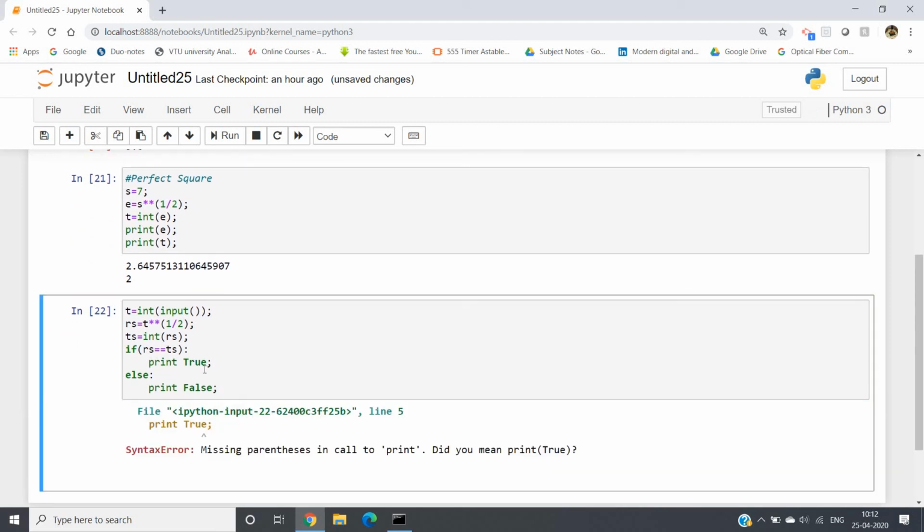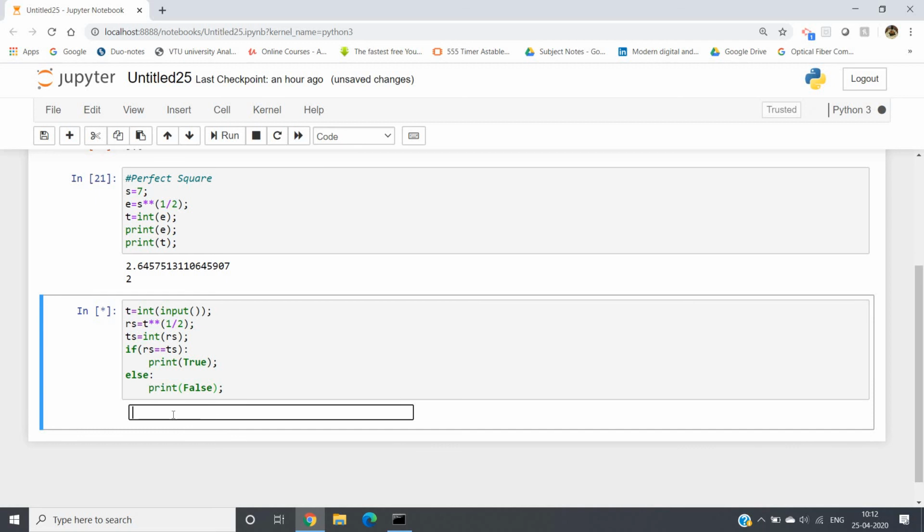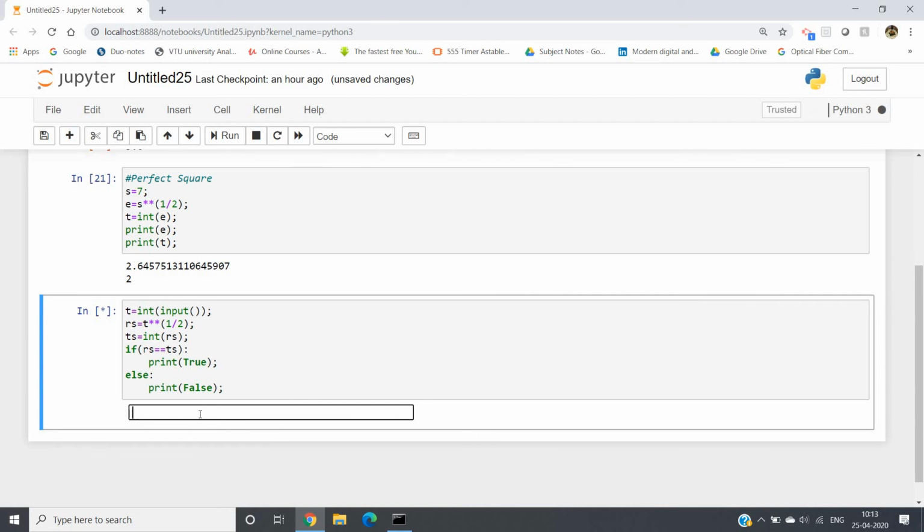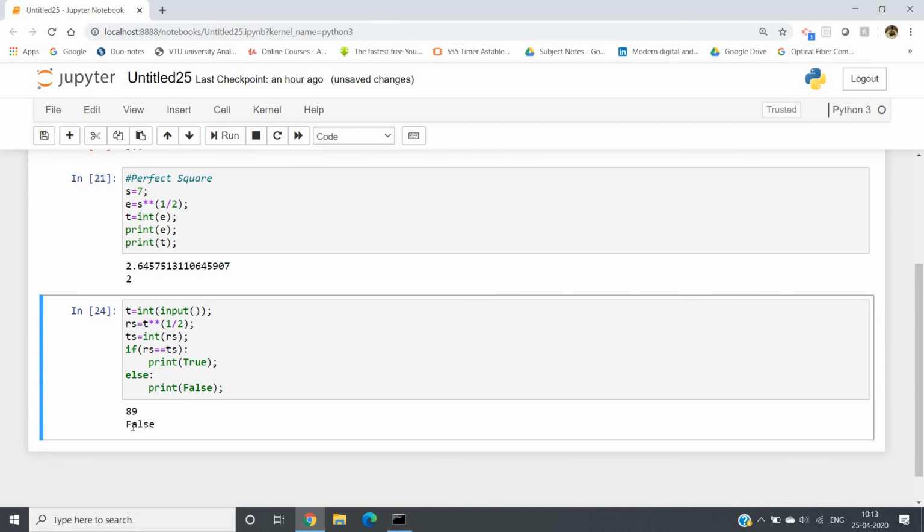Let us run. See, some error we are getting, missing parenthesis call. Okay, sorry, because in case of print we must give the parenthesis in case of Python 3. Okay, so let us give that. Run. Suppose I am giving 25. If I run, output is true. Again, let me run for some number which is not a perfect square. Suppose 89. If I run, see, output is false because 89 is not a perfect square.